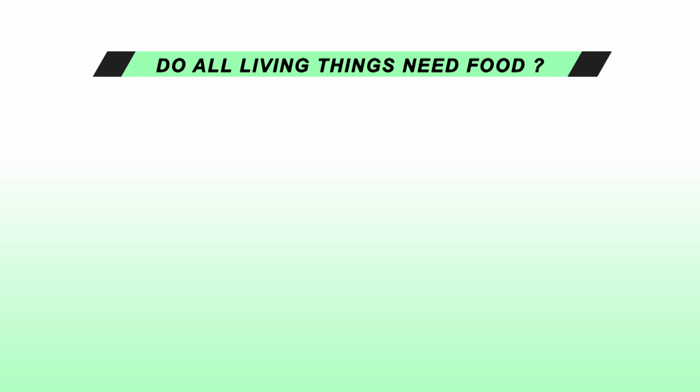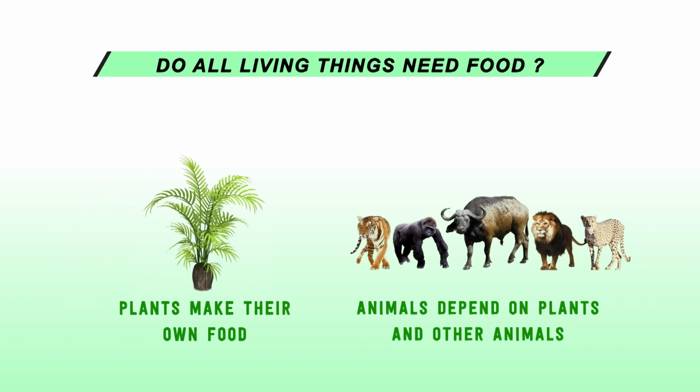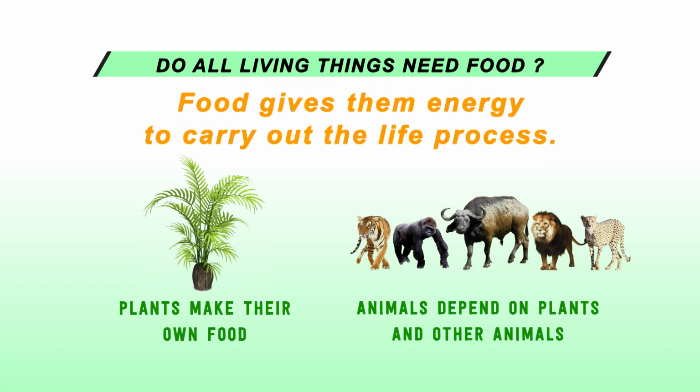In our previous chapter, we discussed how and why food is important to plants and animals. Plants make their own food, whereas animals depend on plants and other animals for their food. Food gives them energy to carry out the life processes.